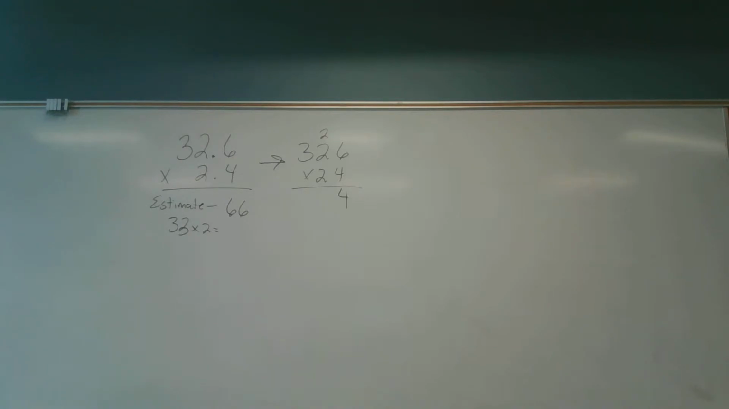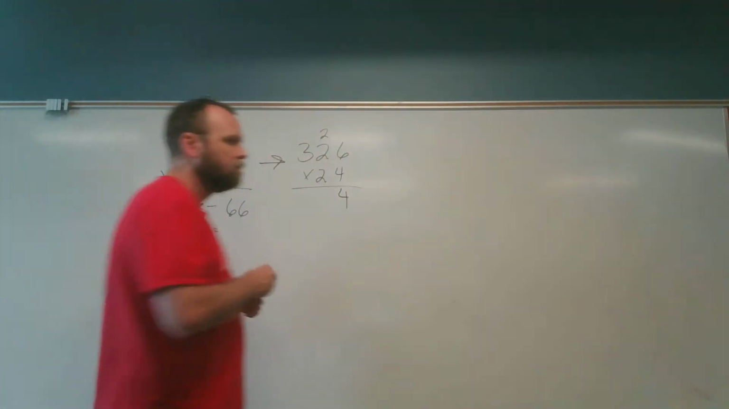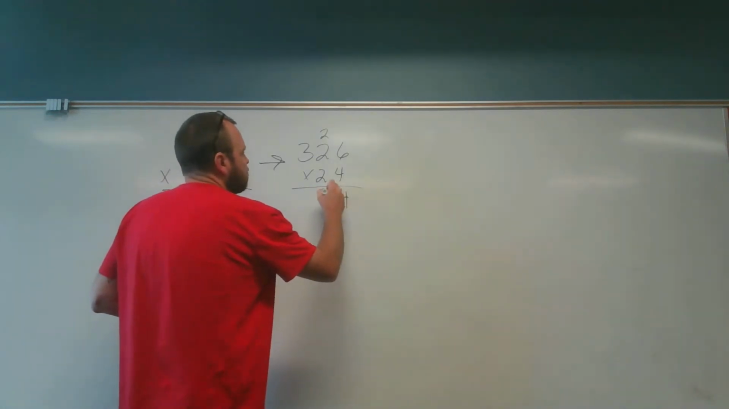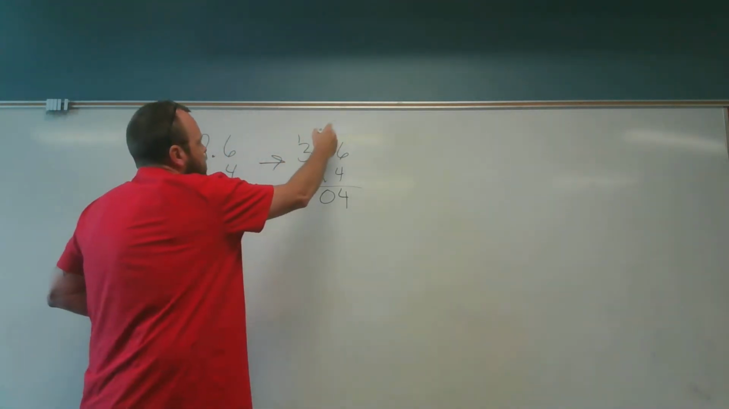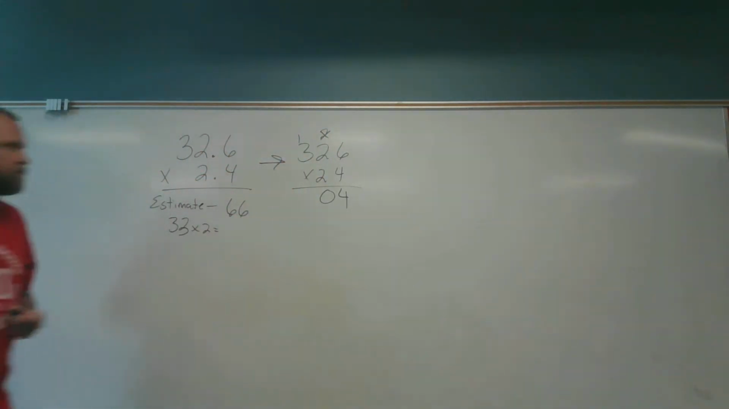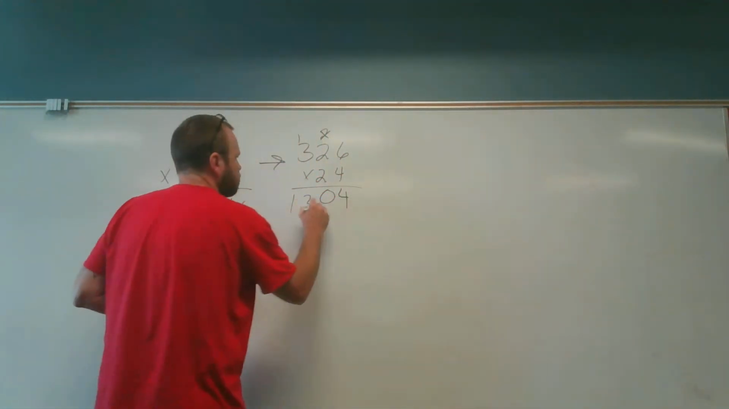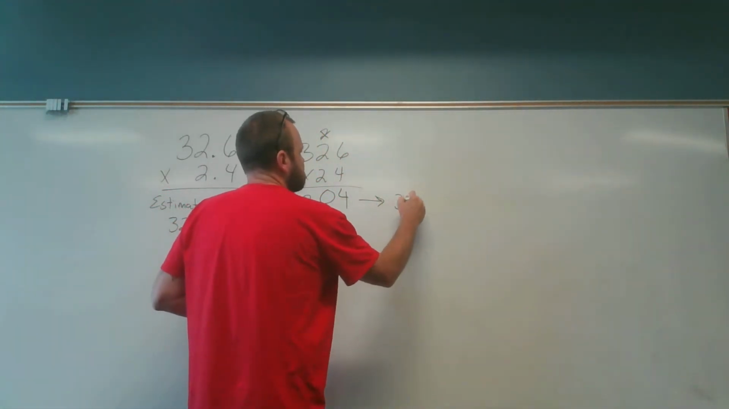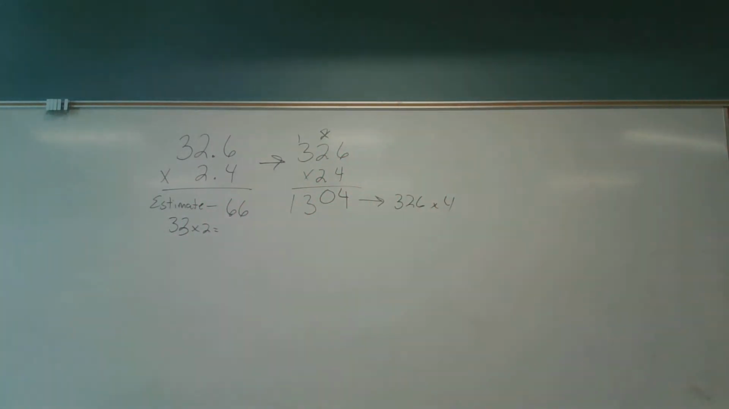Dylan, what is 4 times 2? 8 plus 2. 10. Put my 0 there. I have 10 tens, which equals 100. I carry that 1. Dylan, 4 times 3 plus 1. 13. So 326 times 4 is 1,304.